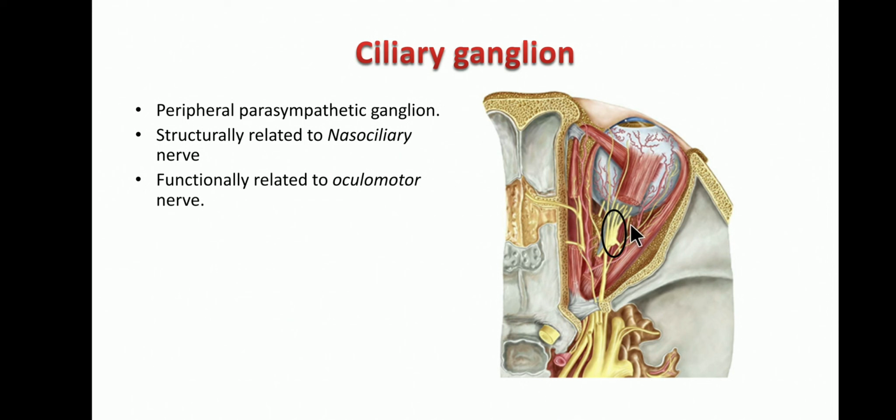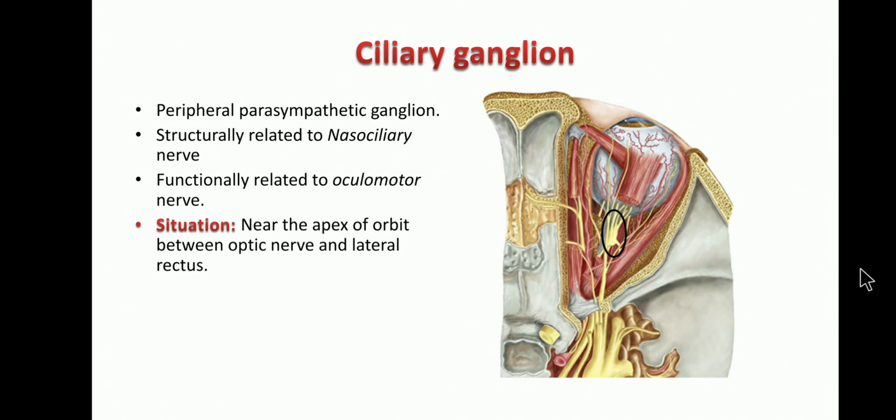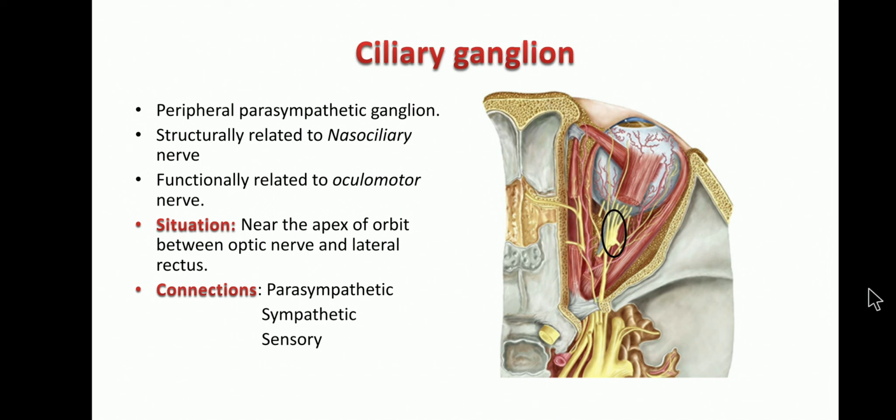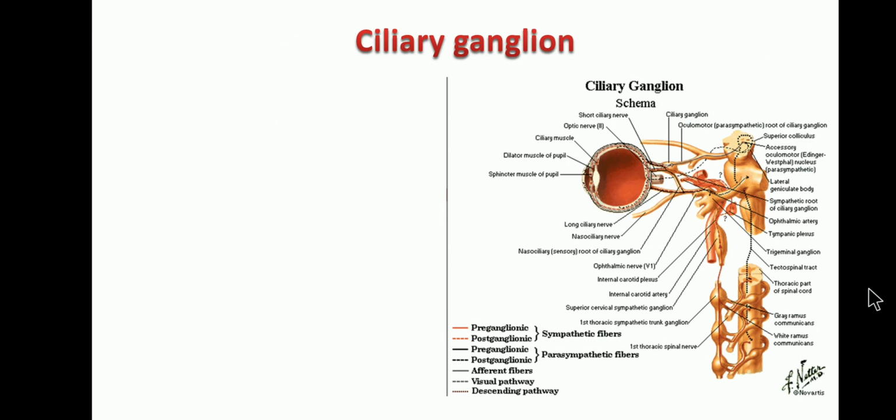Now it is situated near the apex of the orbit, as I told you, between the lateral rectus and the optic nerve. What are the connections? It has a parasympathetic root, it has a sympathetic root, and it has also got sensory fibers. Now remember, only the parasympathetic fibers relay in the ganglion. Sympathetic and sensory fibers actually pass through the ganglion uninterrupted. There is no relay in the ganglion. So we will first discuss the parasympathetic root.